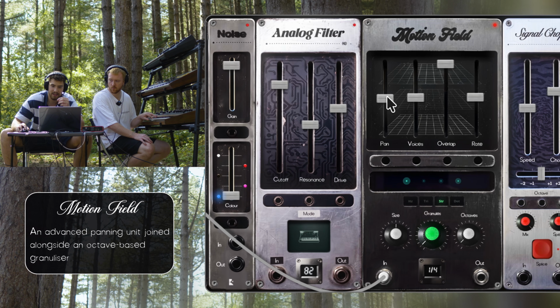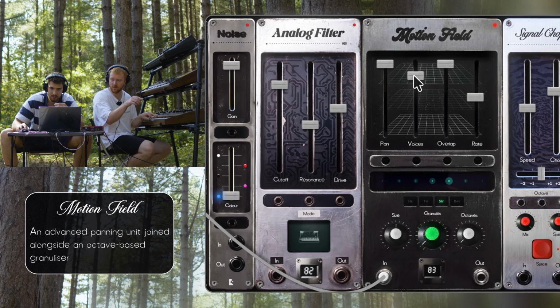And this pan slider here just makes the pan a lot wider. This is the widest. Let's add a few more voices, make it sound a bit more complex. Bring the overlap all the way down. As soon as you bring this overlap down, then hit that chopping effect again. And speed all the way up. Bring the rate up.